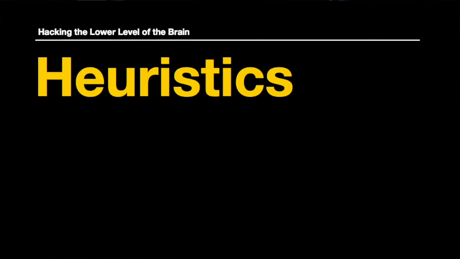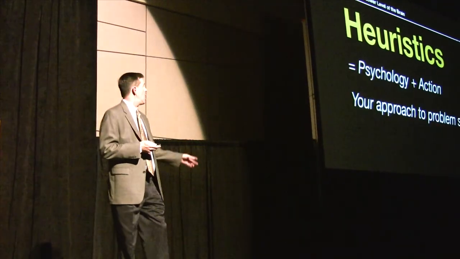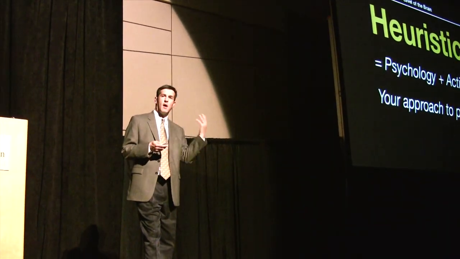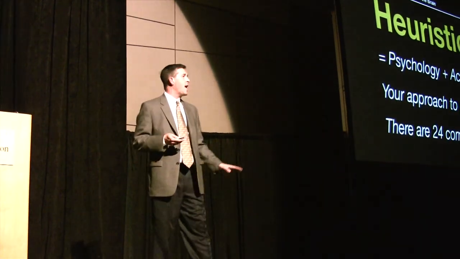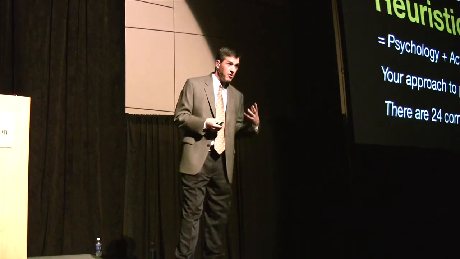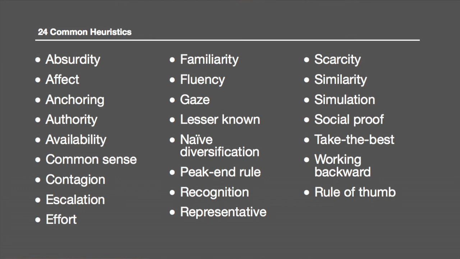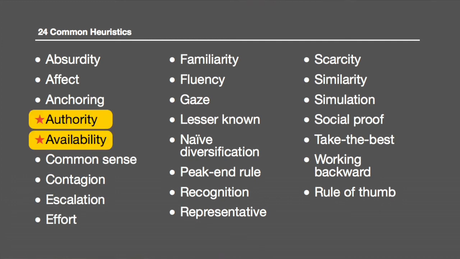And the answer to that is something called heuristics. It's a field of study called heuristics. And heuristics is, simply put, psychology in action. That's the easiest way. It's how we approach all problems that are thrown at us. And I was looking during my research for an exhaustive list of how many known heuristics there are, and there doesn't seem to be one, but there are 24 common ones, and these are them. And back when I thought this was going to be a 90-minute-long session, I was going to go through each of these, but instead, I'm just going to talk about two that make us do the repeat after me. And that would be authority and availability.